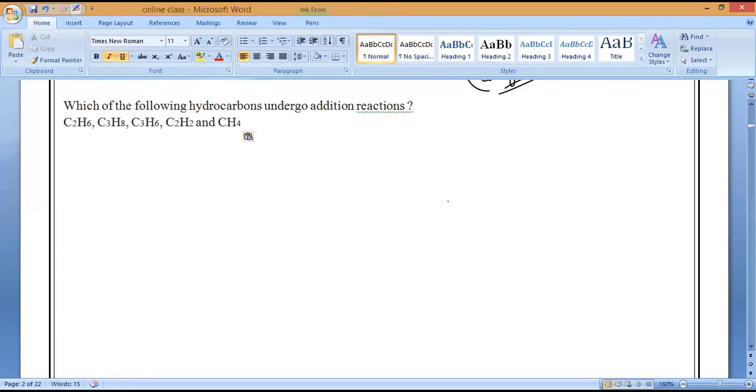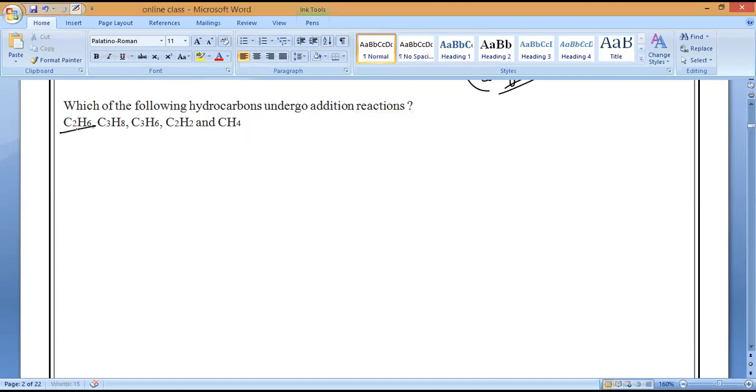Which of the following, C2H6, undergo addition reaction? Five compounds I have given. C3H8. What is the compound? Yes, please. Sir, first, second, last, sir. First one will never take place. Is it the first one? Check it, everybody. Fourth one, sir. Fourth one. Sir, third one. Sir, fourth one, sir. Everybody, fourth one. This is very, very bad. You cannot identify the formula.